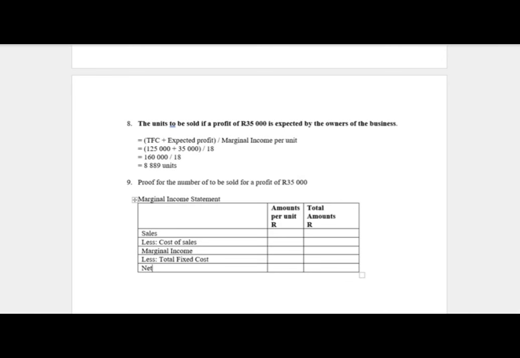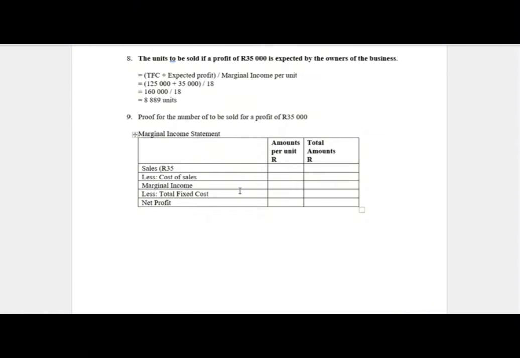So let's see if we're going to get that net profit. In brackets there, we're going to say selling price per unit, which is 35 rand. Our sales per unit is 35 rand, right? Yeah, there we go. It's 35 rand. Okay, so we're going to say 35 rand multiply by 8,889.